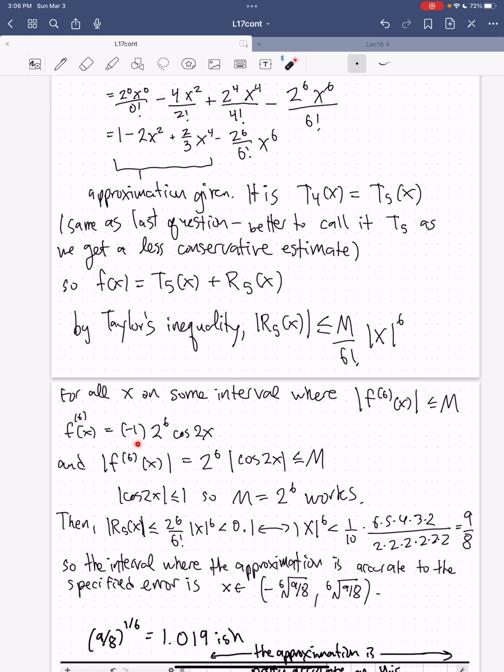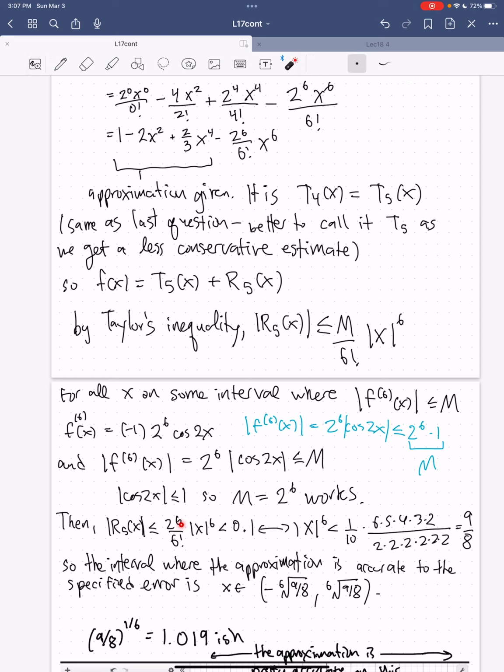And so then the sixth derivative, if you calculate them out, I didn't write them all out here. The sixth derivative is -1 times 2 to the 6 cos 2x. If you take the absolute value, that's 2 to the 6 times cos 2x, and that's always going to be less than or equal to just 2 to the 6 times 1. So we set that to be M.